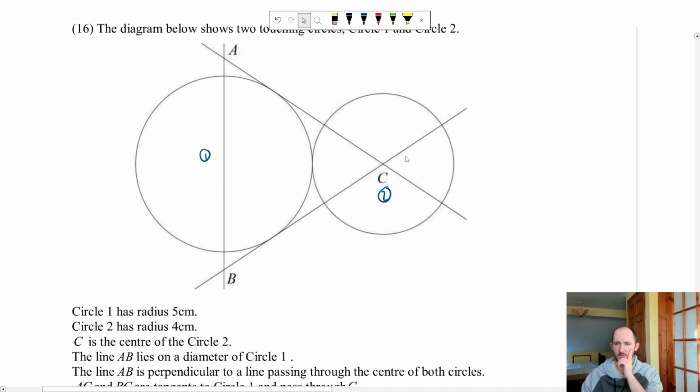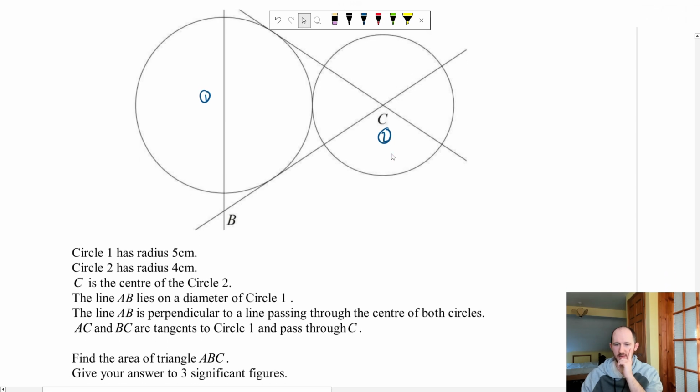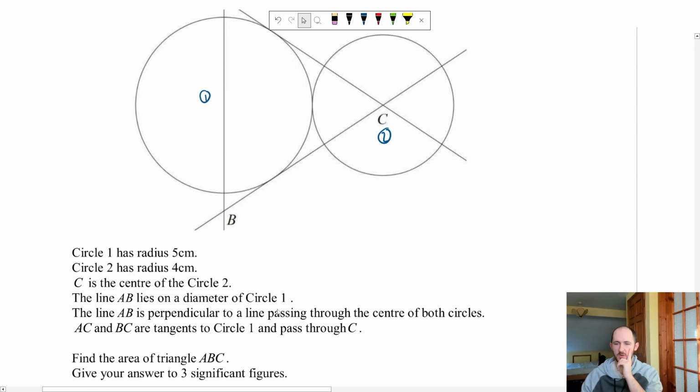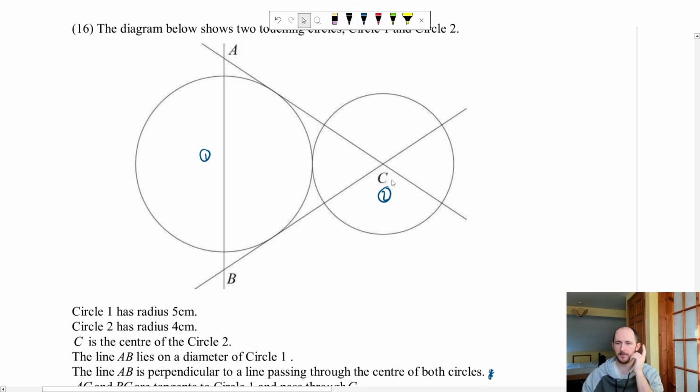C is the centre of circle 2, obviously. AB lies on the diameter of circle 1. Yeah, AB is going through the diameter. AB is also perpendicular to a line passing through the centre. Okay, this is actually a deceptively useful piece of information. AC and BC are tangents to circle 1 and pass through centre C. AC and BC are tangents. Yeah, cool. Okay, yep, I've got it.